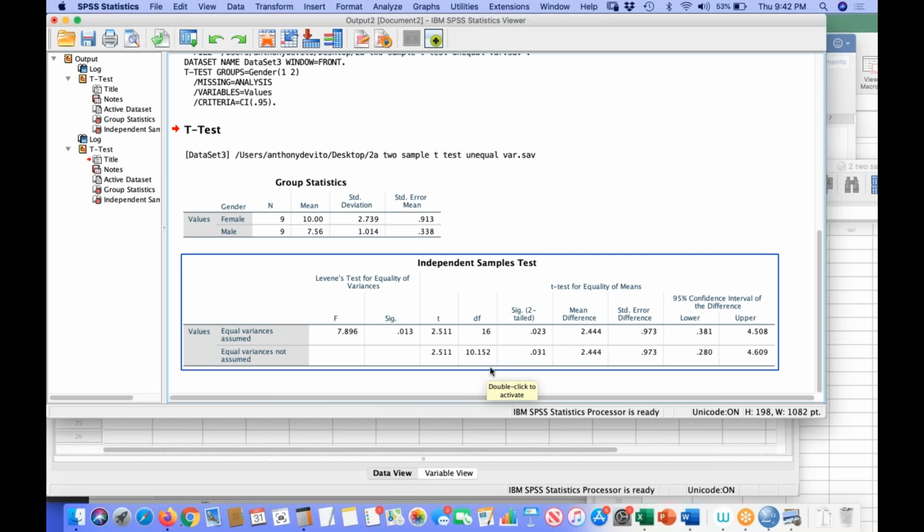Now notice the degrees of freedom. It's not a whole number. Why is it not a whole number? Because SPSS had to do that funny calculation to find the degrees of freedom. It comes out to be 10.152. Right? So it goes to its own internal t-table and it figures out what the probability is. And the probability is the significance, or in other words, the probability is 0.031. 0.031 is less than 5%. So what can we do with the null hypothesis? Reject it and accept the alternative hypothesis.